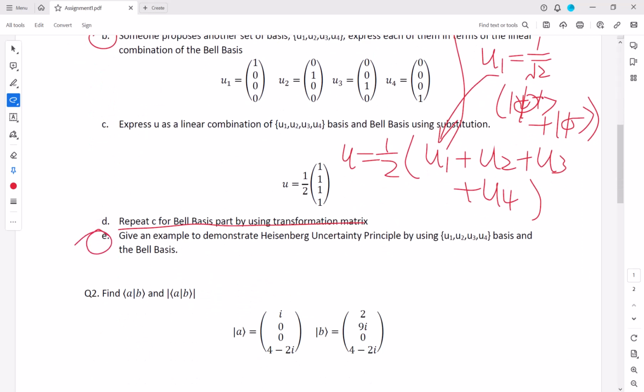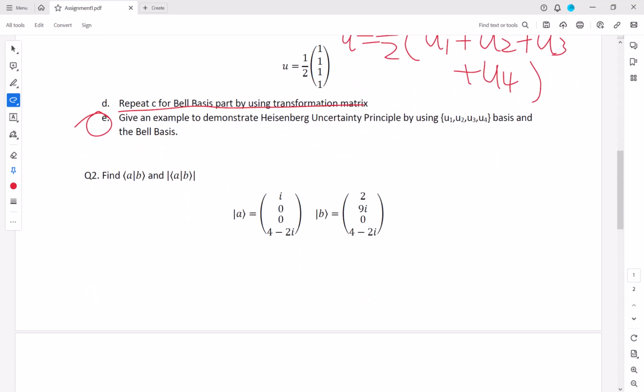The last one, I don't want to tell you anything. Go back to where we discussed the Heisenberg uncertainty principle for the simple case. You can say something similar here. It is very simple, just a few statements will do. Okay?